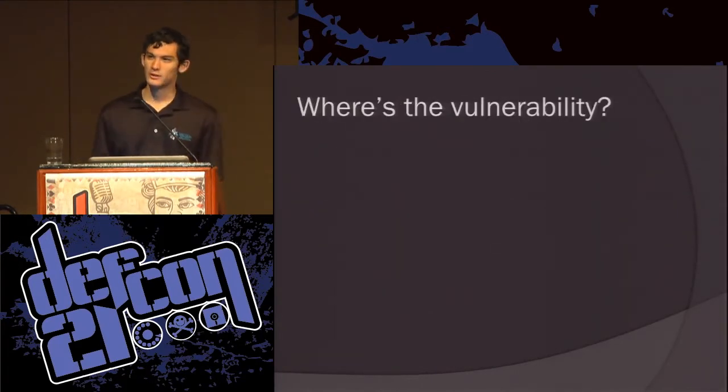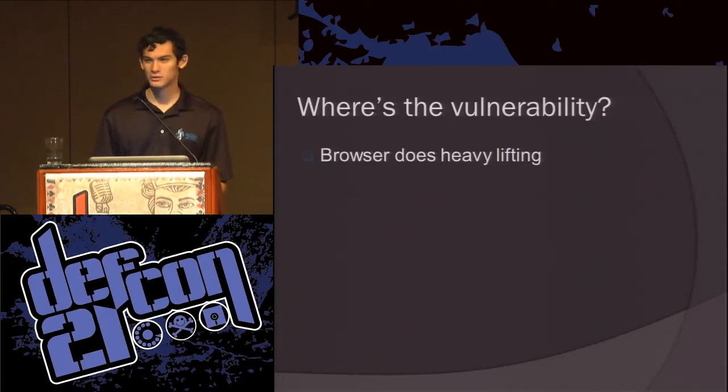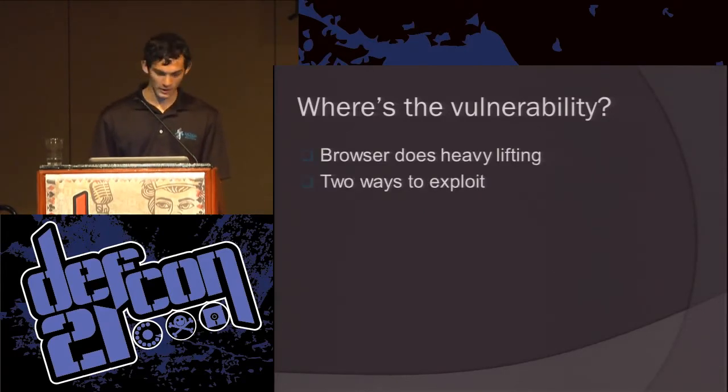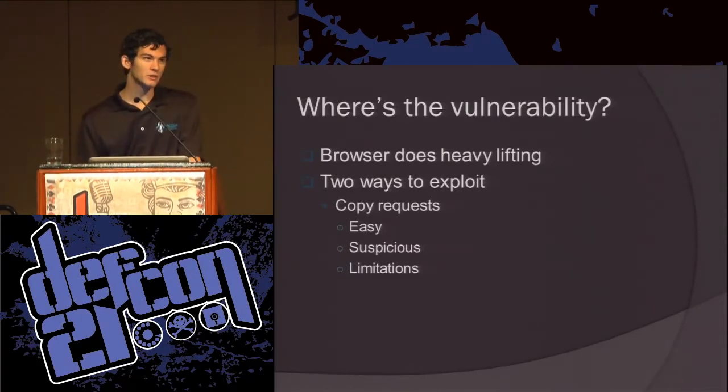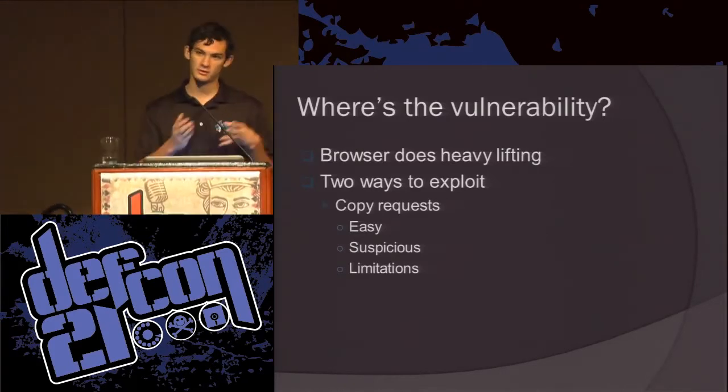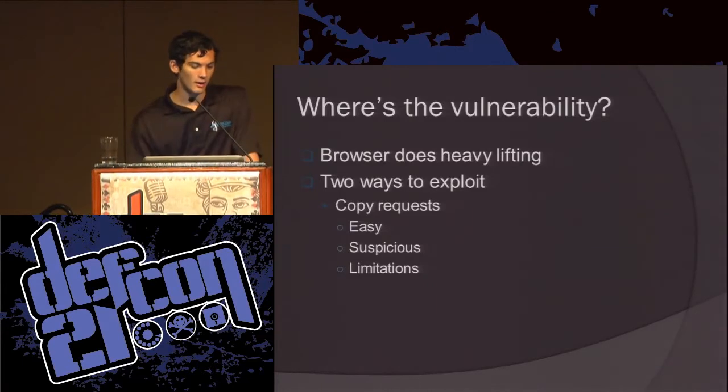So where's the vulnerability? Well, I already went over how the browser does all the major work for you. So what do you have to do? Well, there are two ways of going about this. I mentioned this earlier. You can copy the requests by just telling based on the syntax of the URL. And this is typically pretty easy. You look at one URL and you're like, all right, there's a file name there and this is the structure, and you can easily write a regular expression to do this.